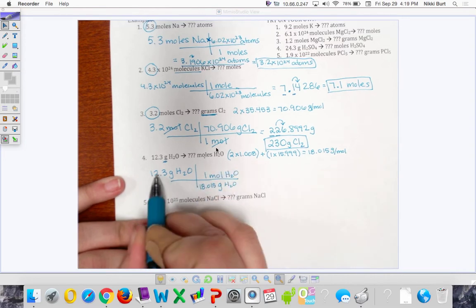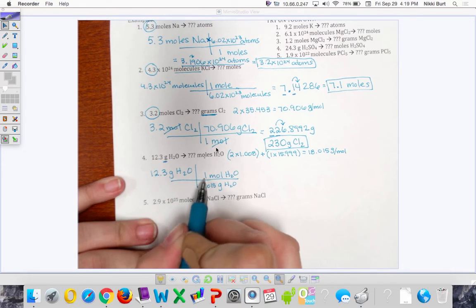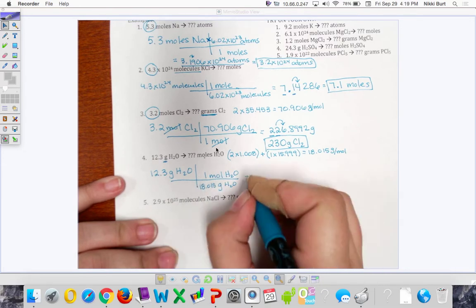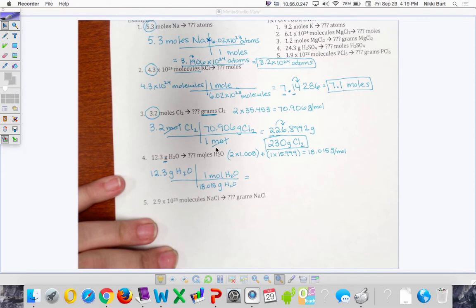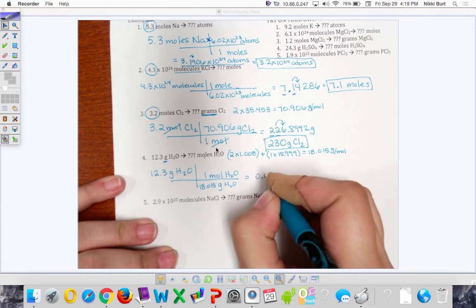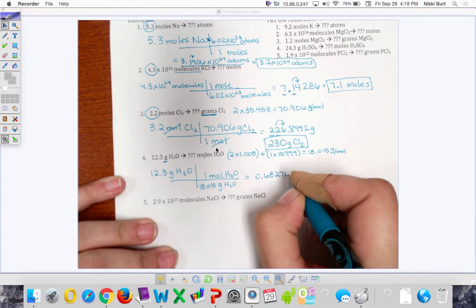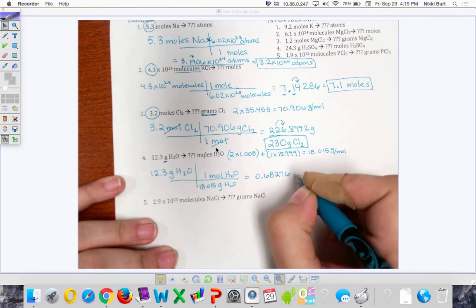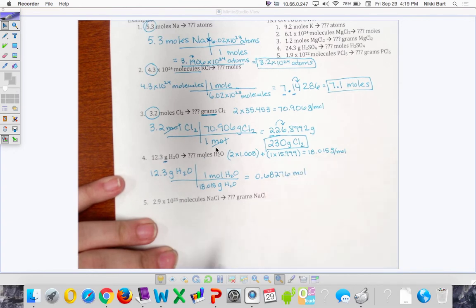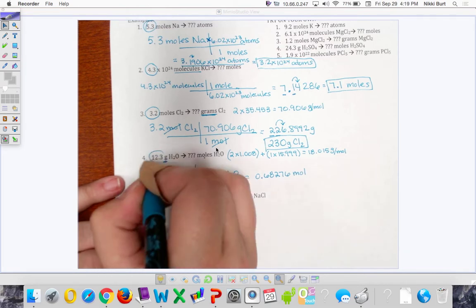That's for every 1 mole of water. So now this is division. This number is on top, that one is on bottom. The 1 doesn't really affect anything. So I take 12.3 divided by 18.015, and I come up with 0.68276 and a few more decimal places after that.